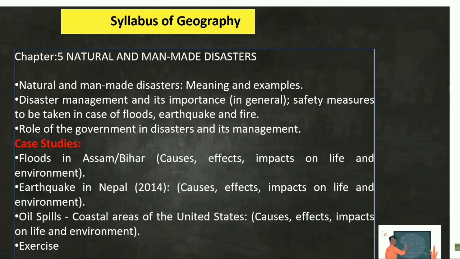The next chapter is about natural and man-made disasters. Here we will know about the disasters caused by nature and the disasters caused by human beings. Also, we will discuss the importance of the disaster management authority and the role of the government in disaster management. Also, we will see some case studies on Assam and Bihar, and also the Nepal earthquake, their causes and effects and impacts on life and environment. Then we will practice some questions regarding this topic. Okay.